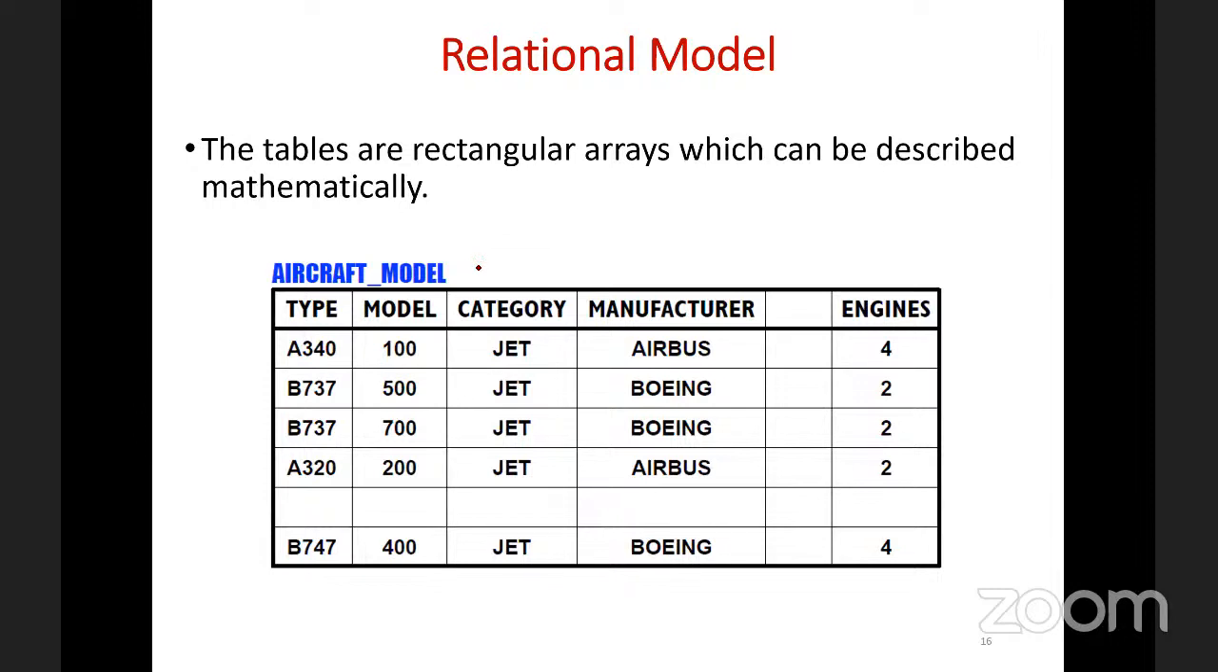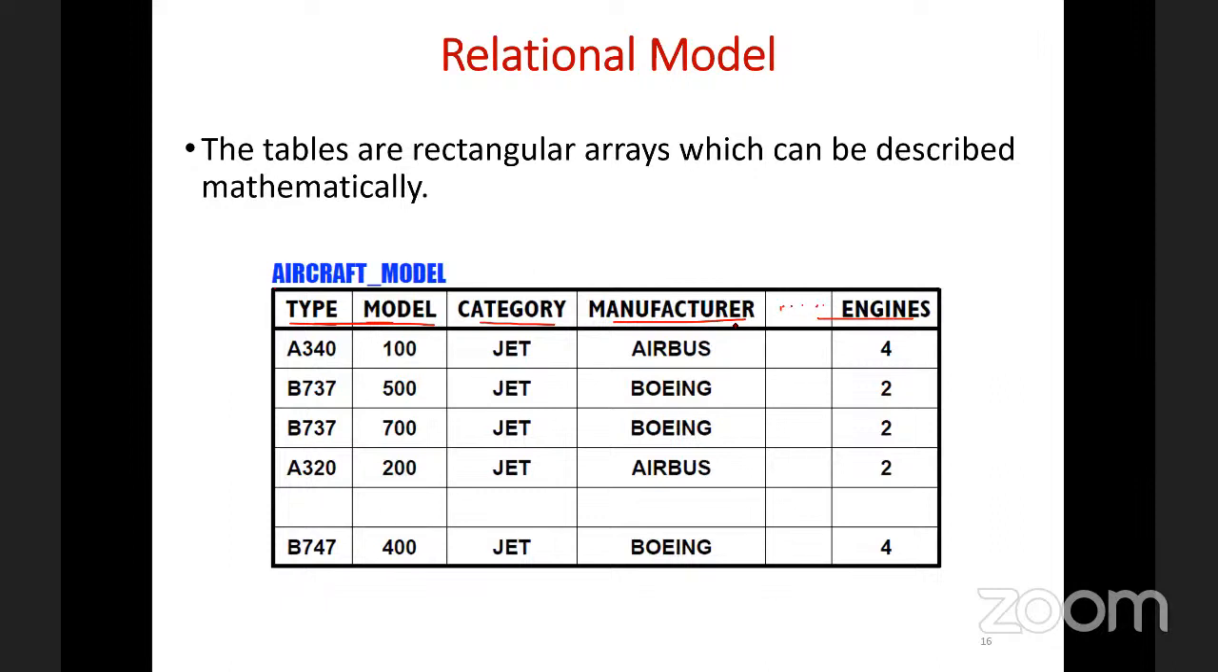So as I told you, these tables are rectangular arrays which can be described mathematically, right? Let us see how we are saying that these are arrays and they can be described mathematically. So you just see this table. This is a 2D table, right? Let us say this table is of aircraft model, where you have various attributes: type, then model, category, manufacturer, engines, right? And I mean, so many other attributes.